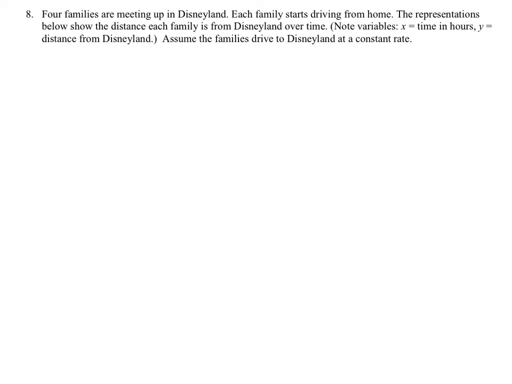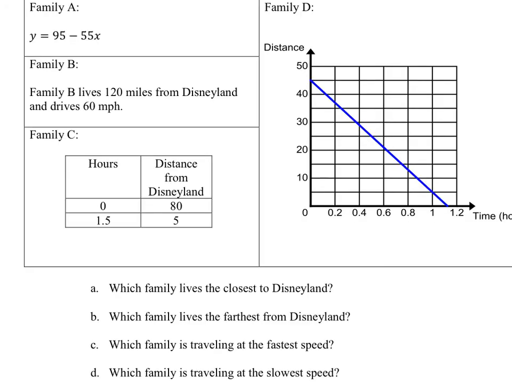Number 8, 4 families are meeting up at Disneyland. Each family starts driving from home. The representations below show the distance each family is from Disneyland over time. Assume the families drive to Disneyland at a constant rate. So they've shown us this equation up yonder, and that's family A. There's 4 different families. Family A is represented by the equation, family B by the wording, C with the table, and D with the graph.